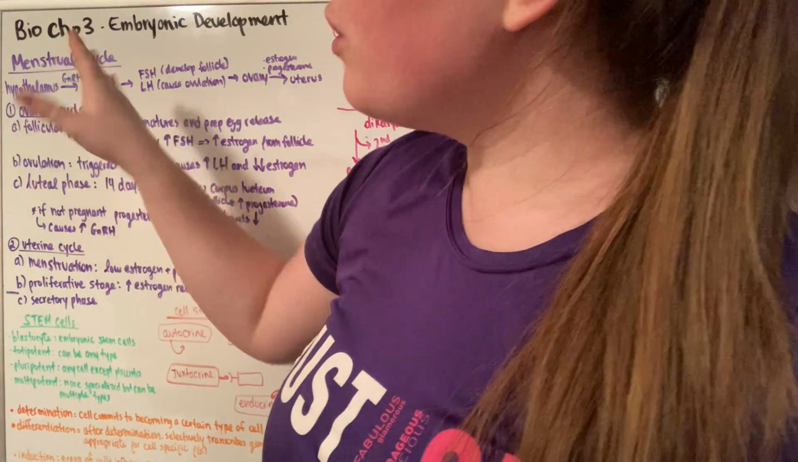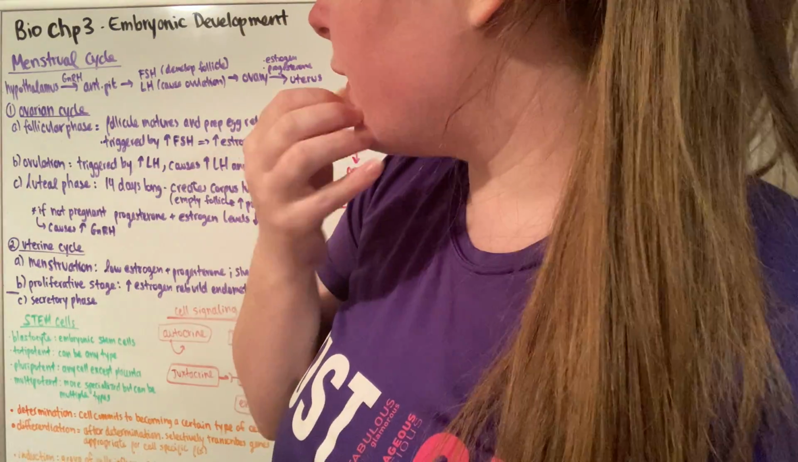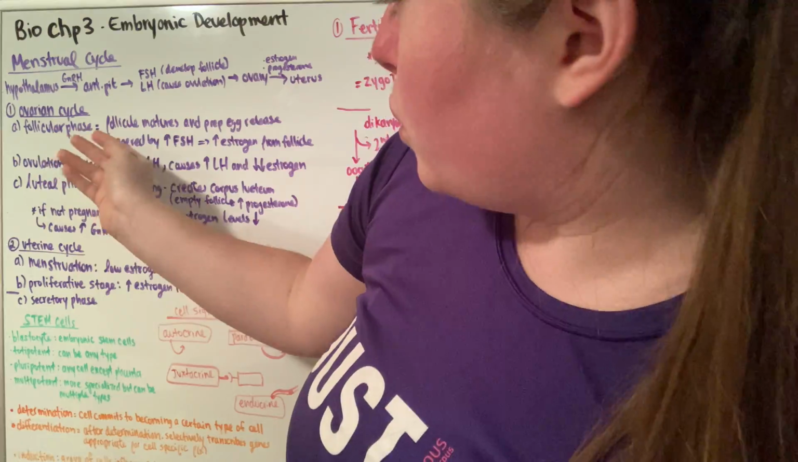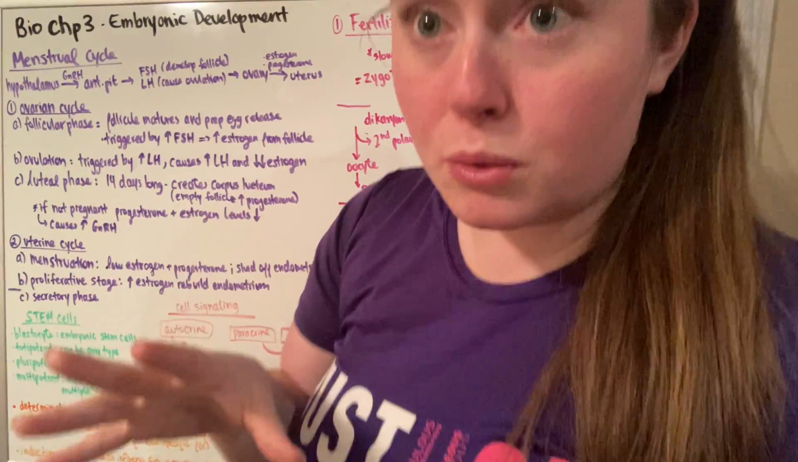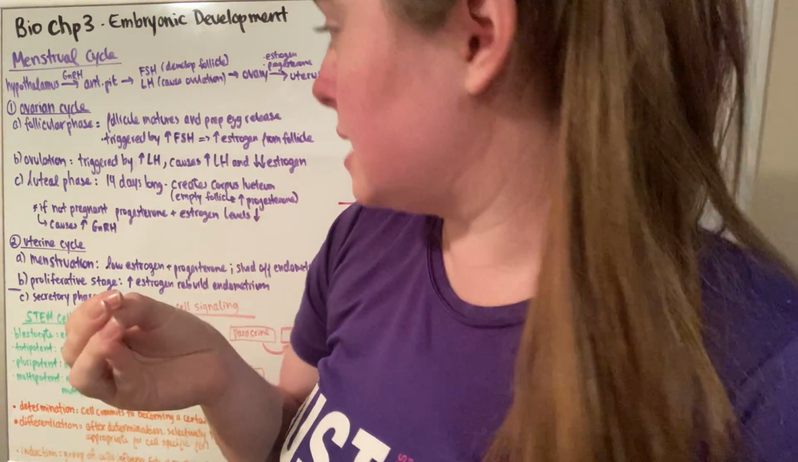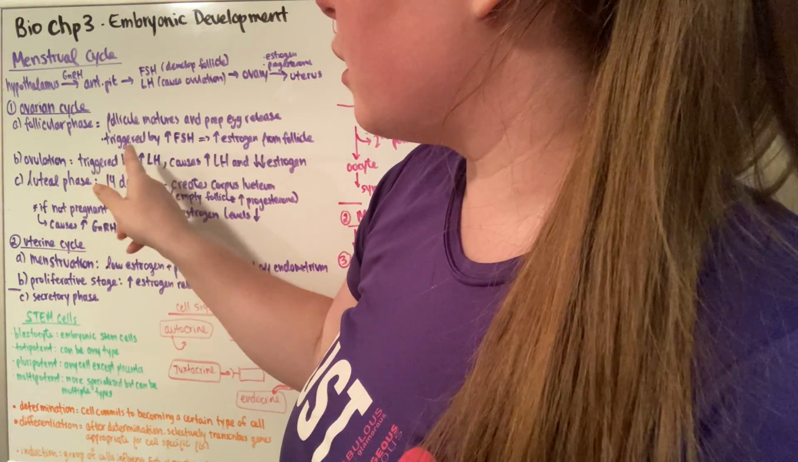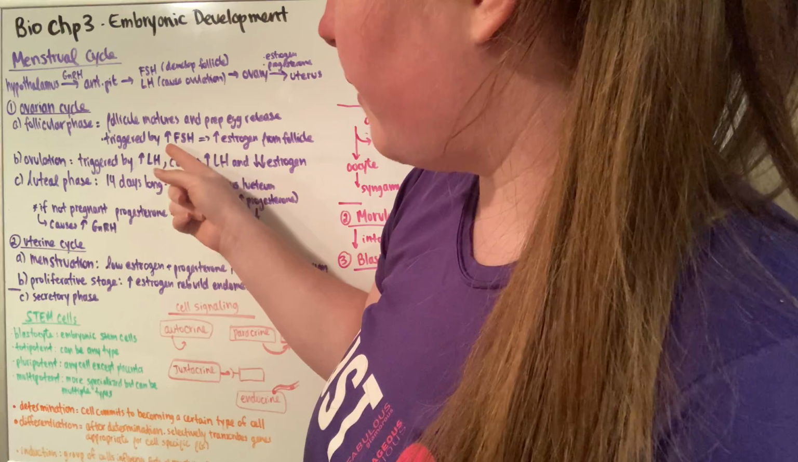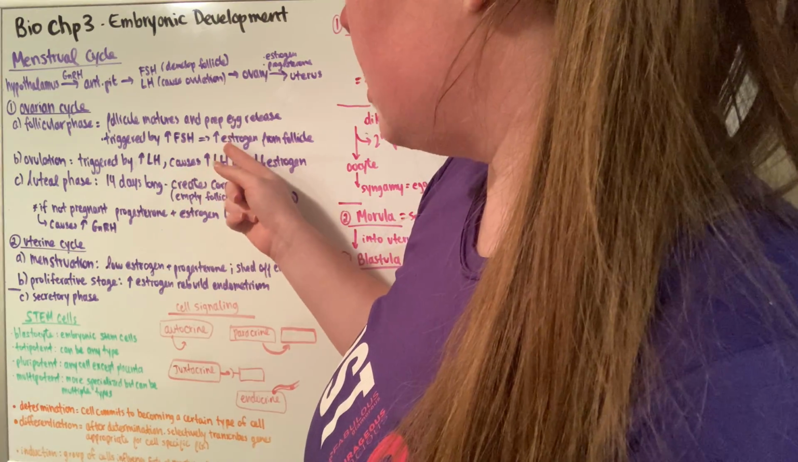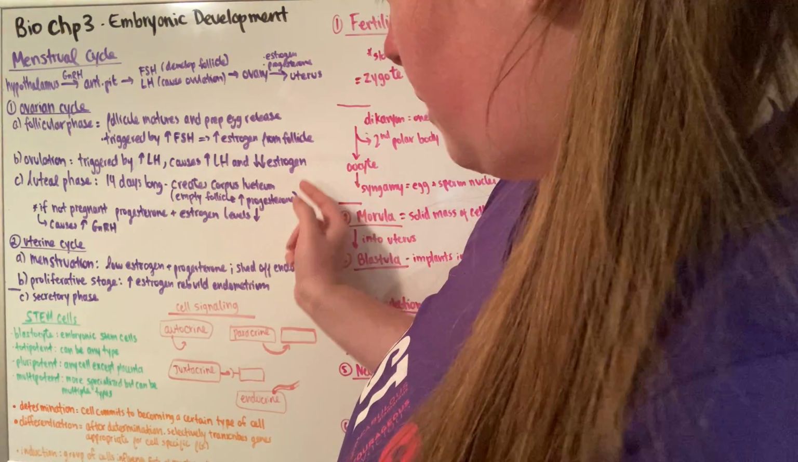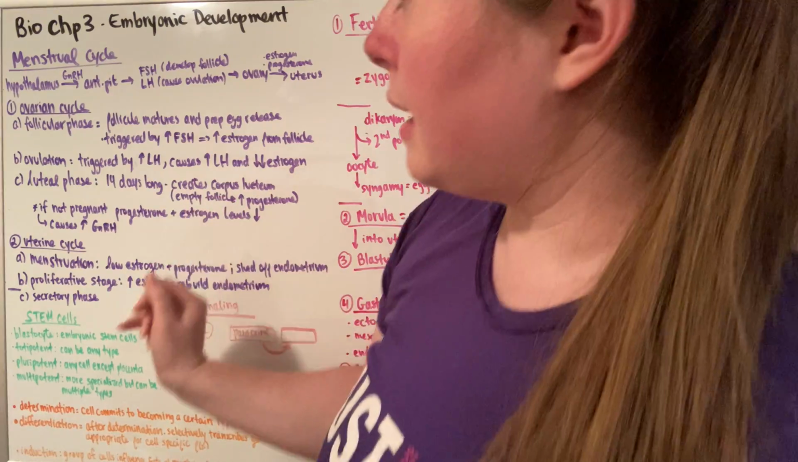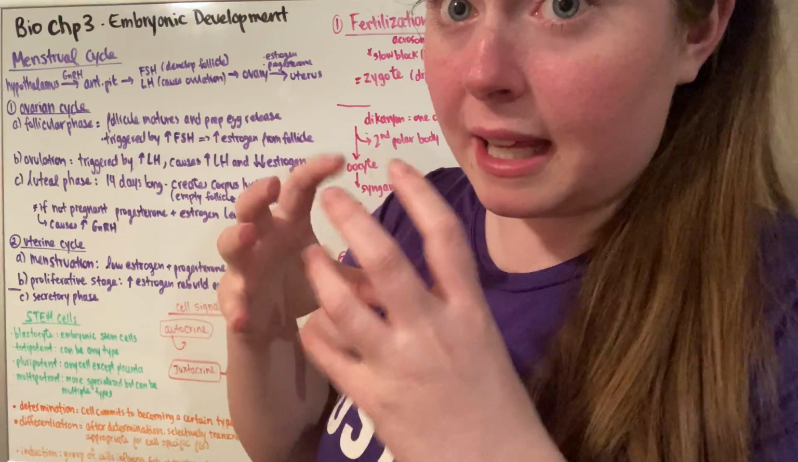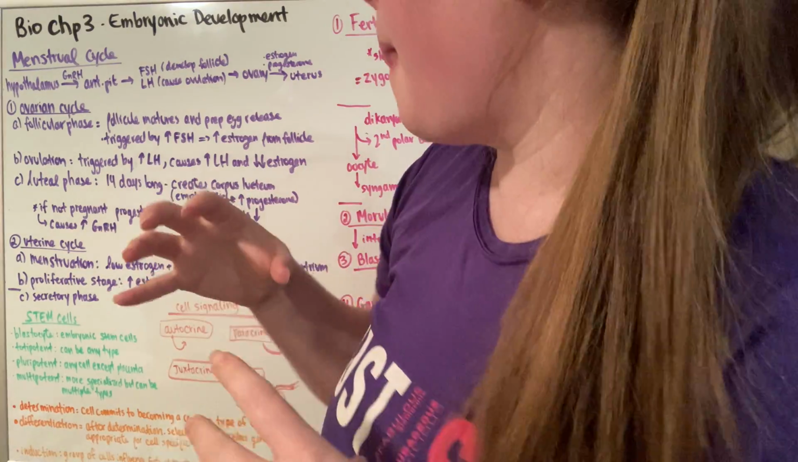So the ovarian cycle, first we have a follicular phase, and this is where the follicle matures and prepares for the egg to be released. This is triggered by increased FSH, and the increase of FSH causes an increase of estrogen from the follicle, okay? So as we said, the follicle is maturing and prepping the egg to be released.